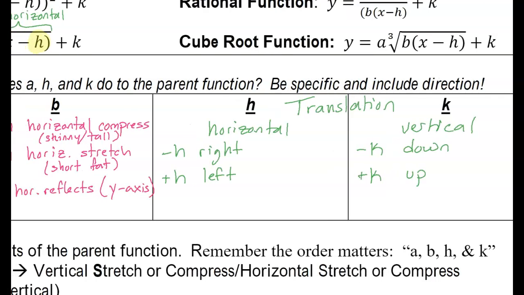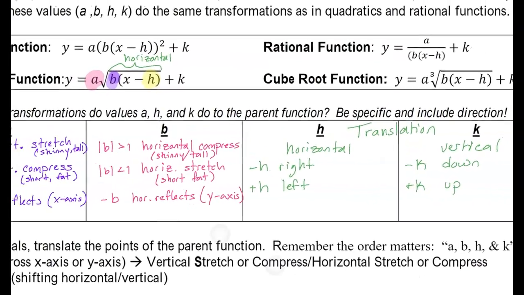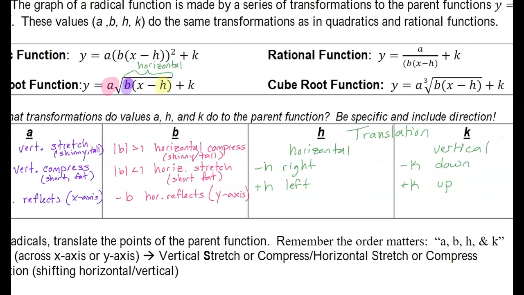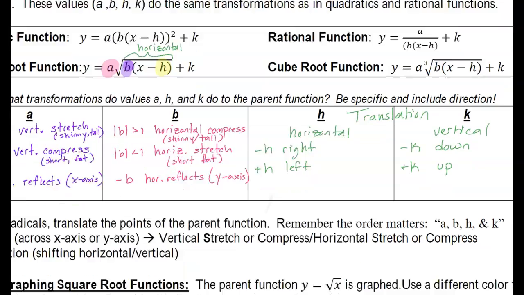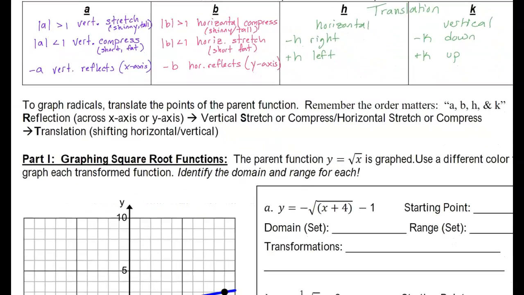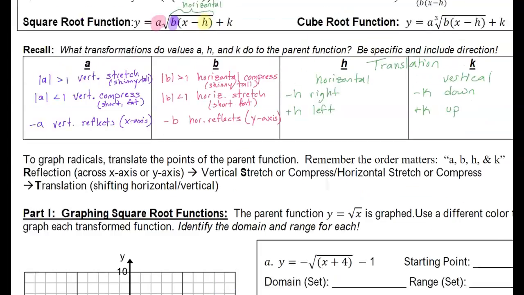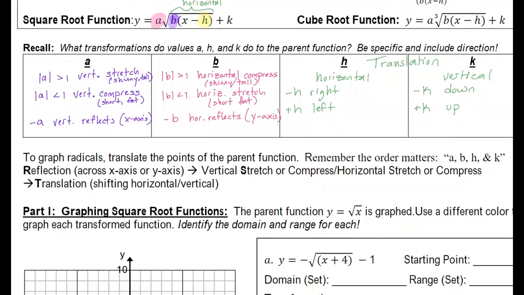Is any of this new to you? Hopefully not. It should not be. We're on our 10th unit. I think we're on like our 6th function. So you've done this. This is now our 6th time. Okay, so now we're going to be graphing. We're going to be using these transformations to remember how to graph.